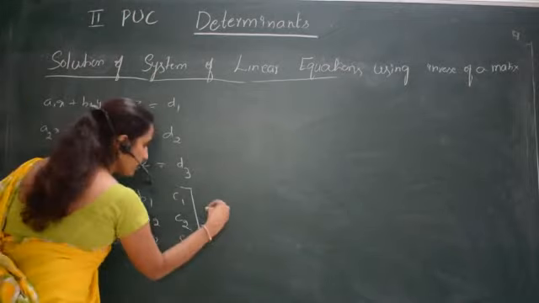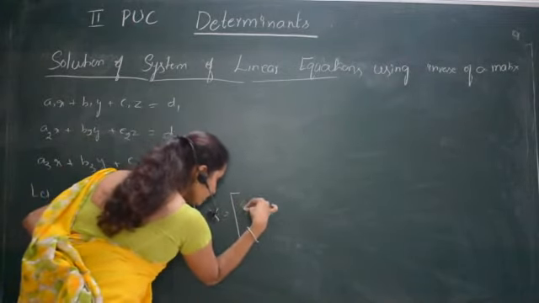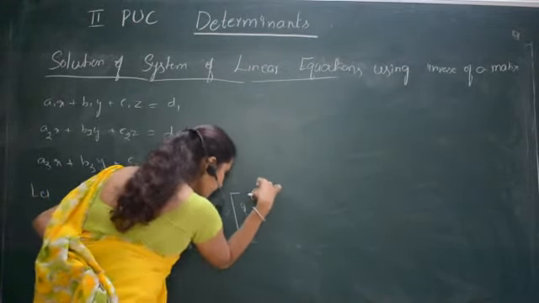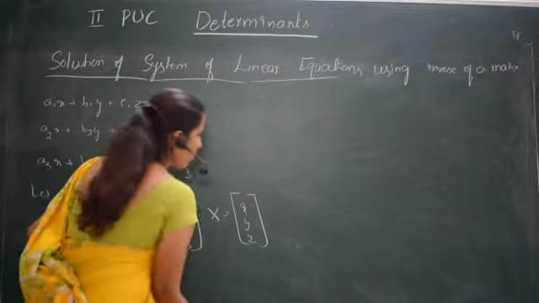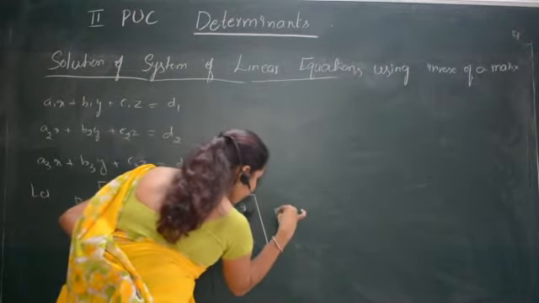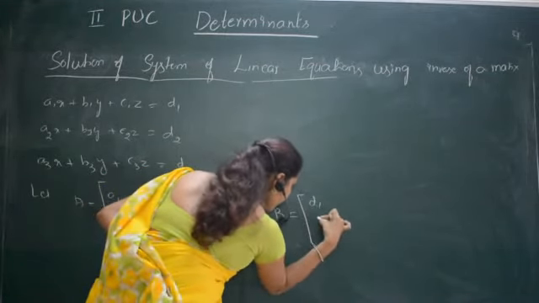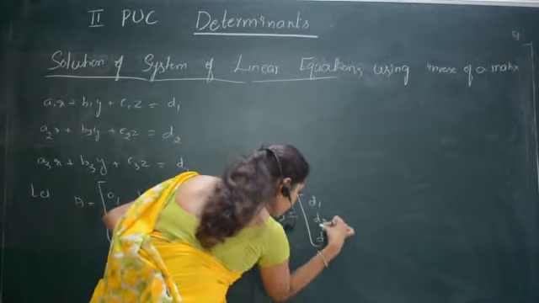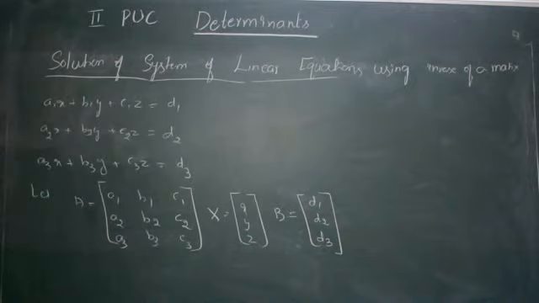So I'll take it as X itself. X is equal to the unknown variables x, y and z, so one column and three rows. So it is a column matrix. Then one more I'll take as B, matrix B with d1, d2 and d3. So I have converted this given system of equations into matrices. I have taken A, X and B.